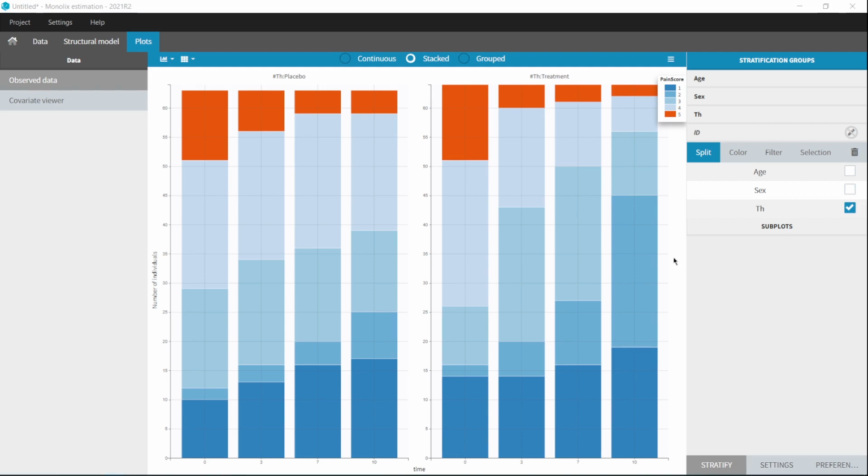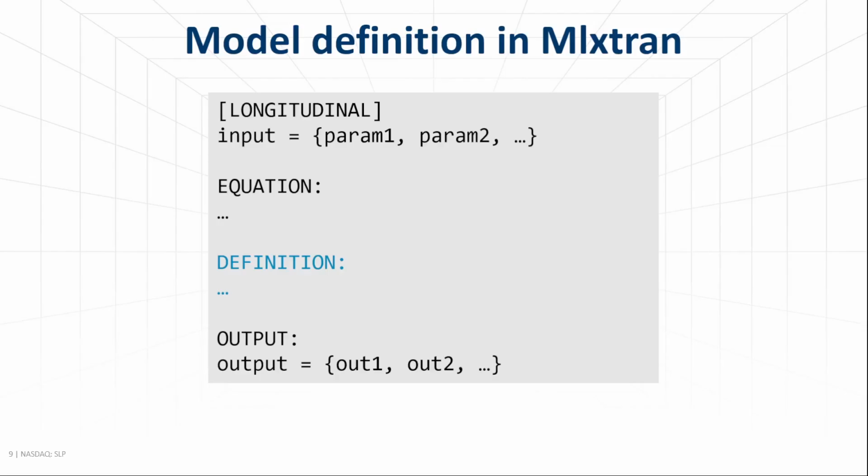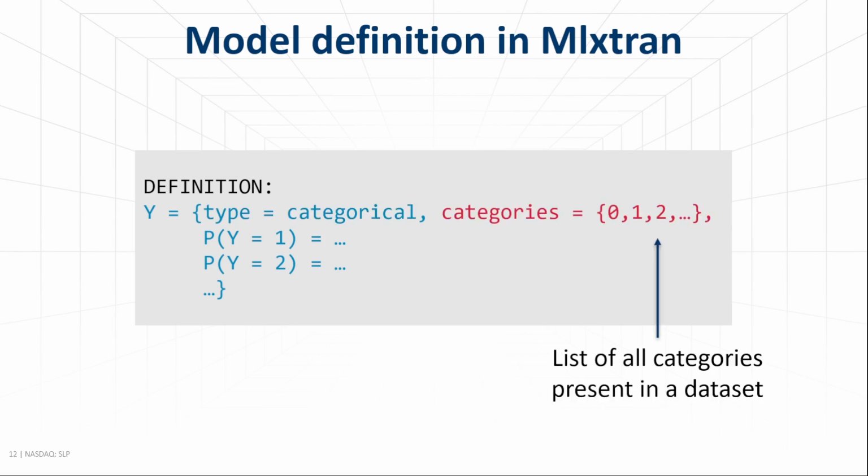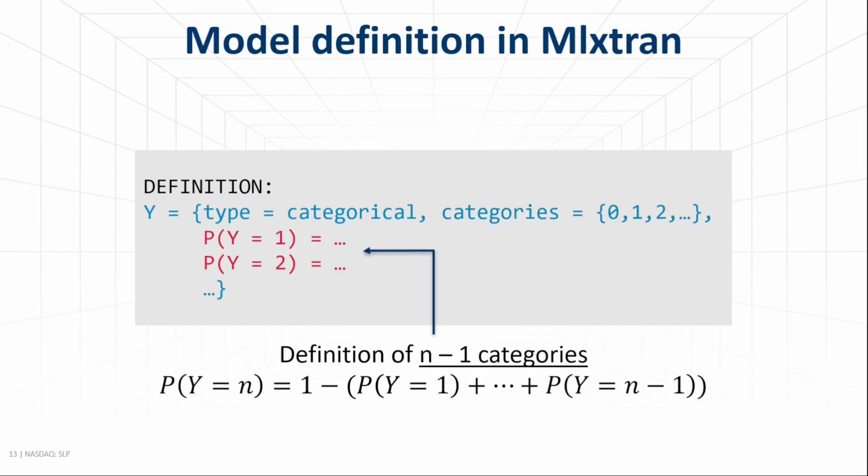Let's define now the structural model. First, a short reminder on the Mixtran syntax for categorical models. Model definition has to be in the definition block. With the argument type, you specify that the model is categorical and not count or time to event. Then you define the list of all possible values. It can happen that there are more possible values than the values measured in the dataset. You need to define probabilities only for n-1 categories. Definition of the last category is implicit because all the probabilities sum to 1.